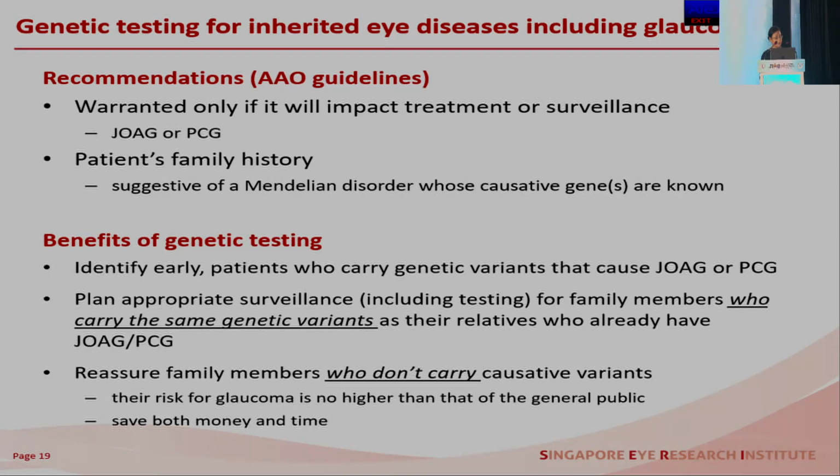So for example, the benefits of genetic testing are for those family members, so you can plan appropriate surveillance for those family members who carry the same genetic variants. But otherwise, for those who do not carry them, you can assure those family members that their risk for glaucoma is similar to that of the general population.